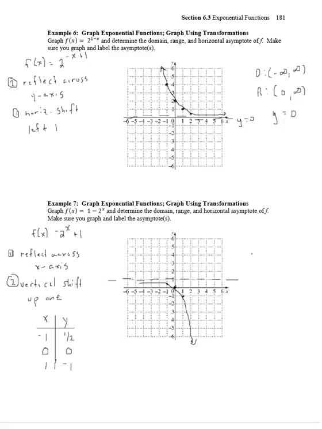So this time, since we had a vertical shift up 1, our asymptote is at y equals 1. So our domain is still -infinity to infinity. Our range is -infinity to 1, not including 1. And our asymptote is at y equals 1.